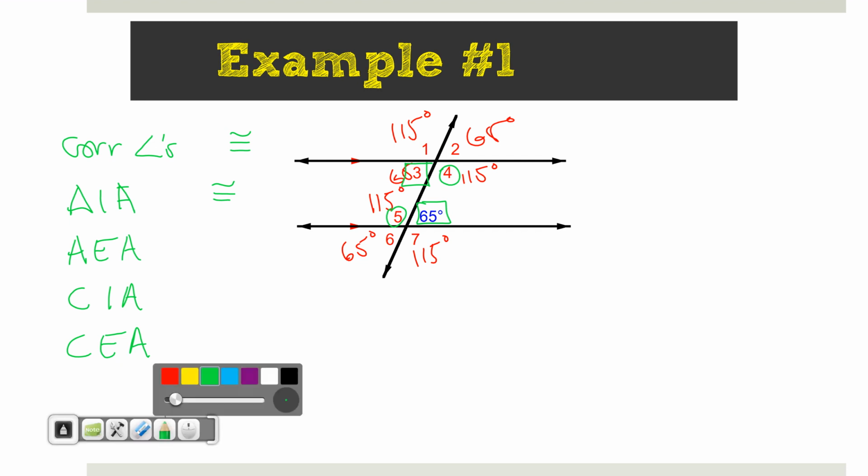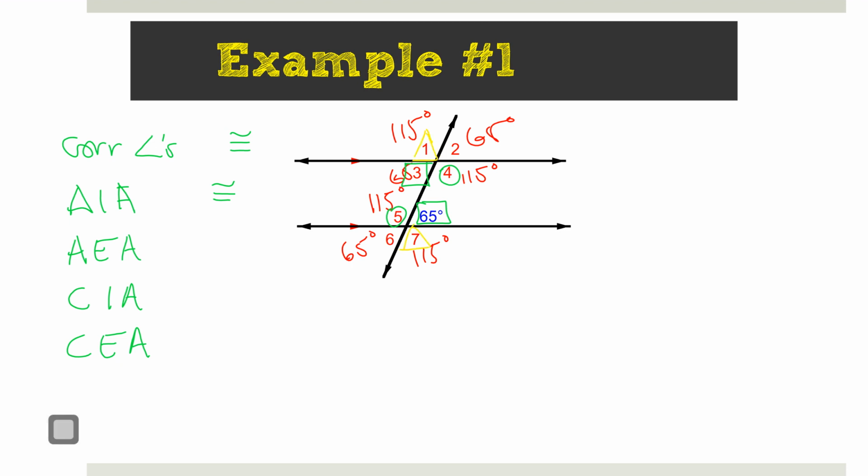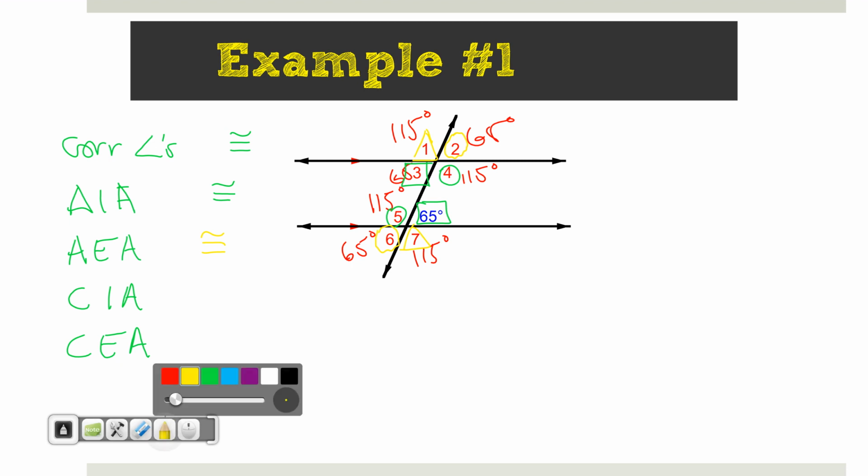Let me change colors here. Which ones are the alternate exterior angles? Keep going. Oh, 1 and 7 and 2 and 6. What's true about those angles? They're congruent. Those are also congruent. All right, moving right along here. How about the consecutive interior angles? Which ones are they? Sean?